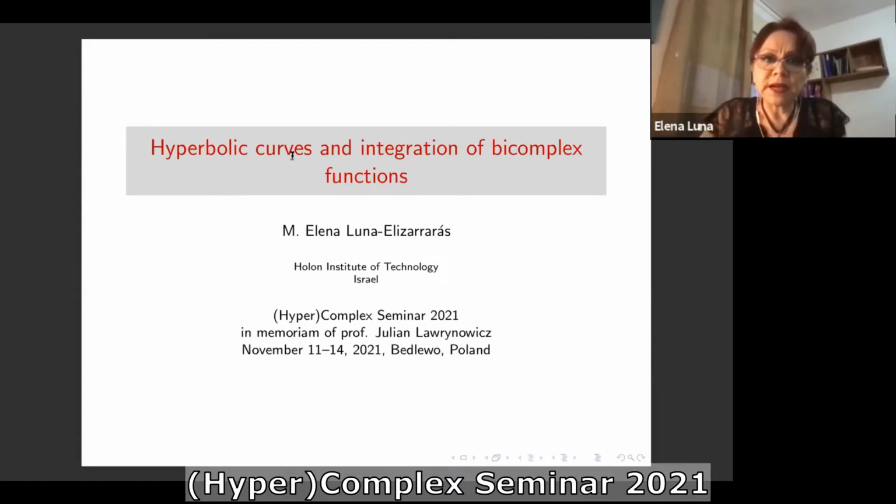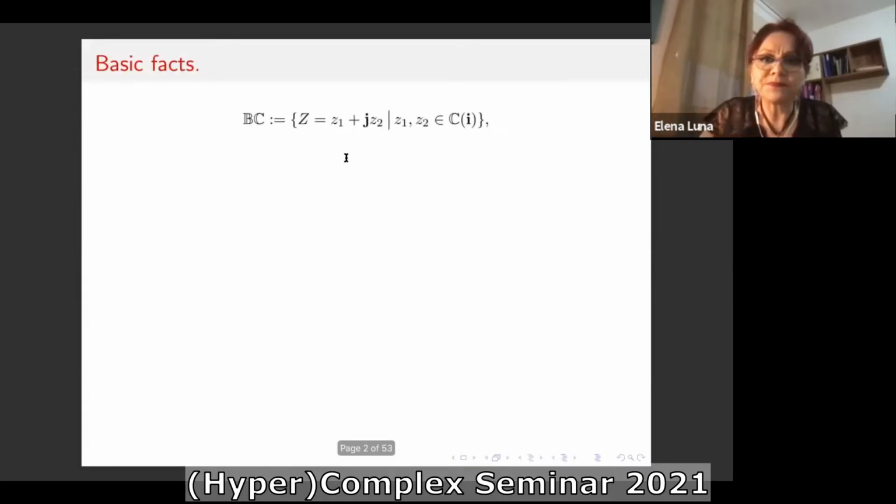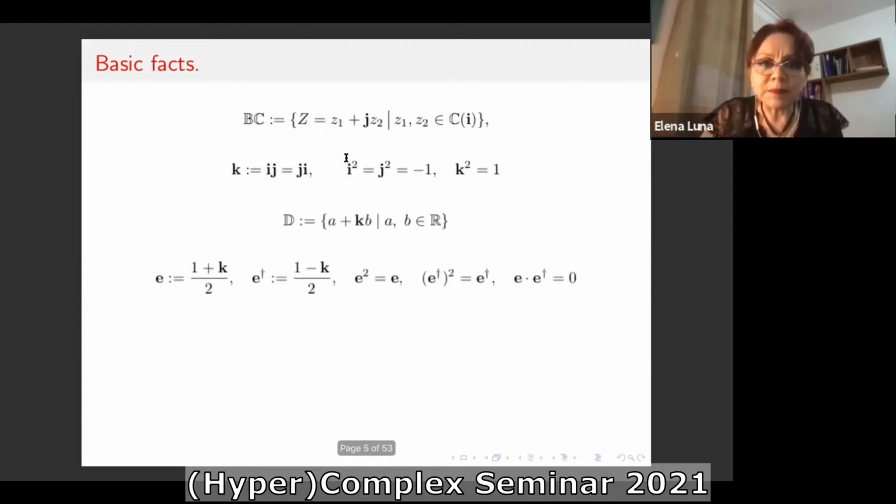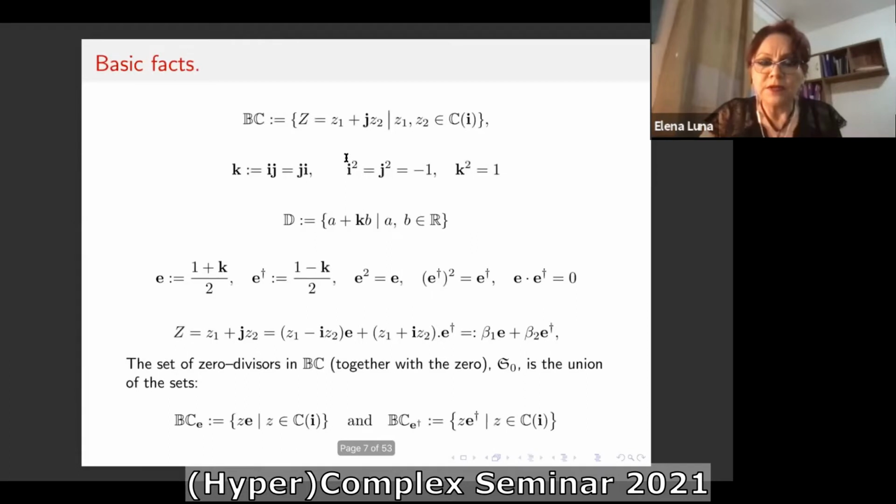As you see, the title is Hyperbolic Curves, an integration of bicomplex functions. So bicomplex numbers now we know a little bit because of the talk of Lino Resendis. So then I will skip a little bit this idea of the bicomplex numbers. So I use exactly the same notation as him. So they are numbers of this form, i, j, the imaginary units. And something very important in my talk is that we consider the set of hyperbolic numbers because it is a particular case of the bicomplex numbers.